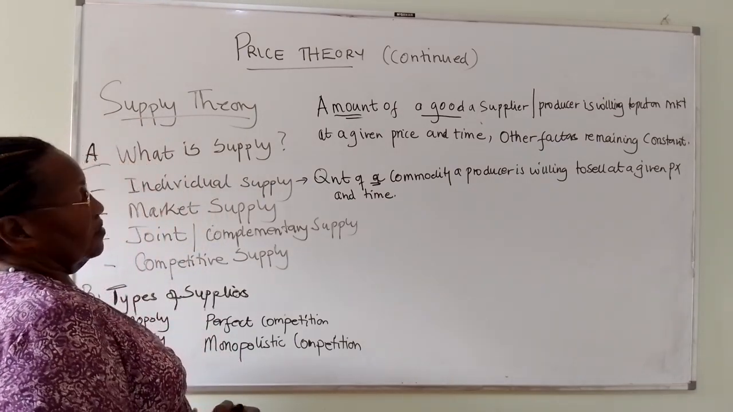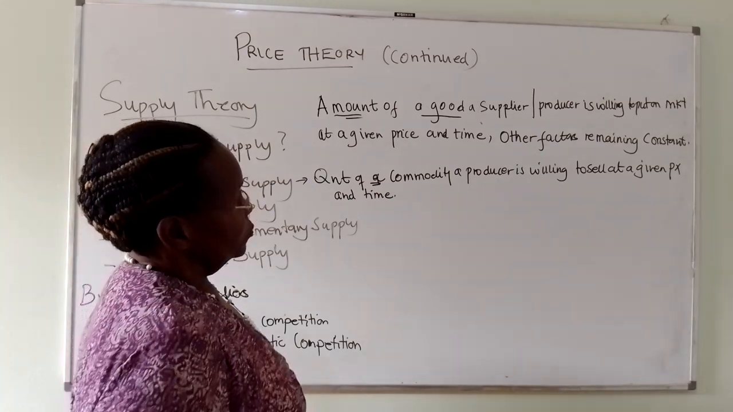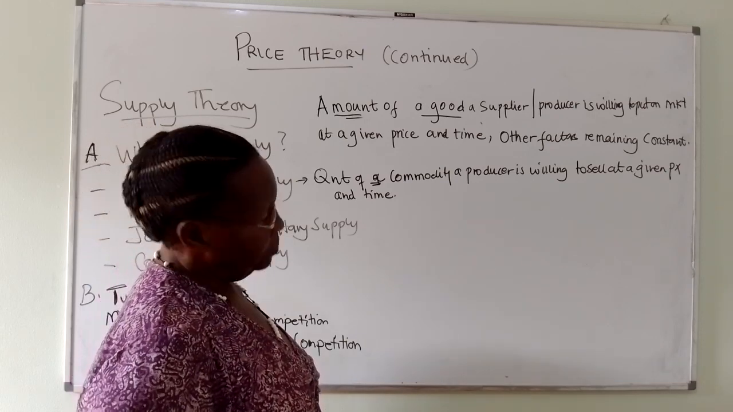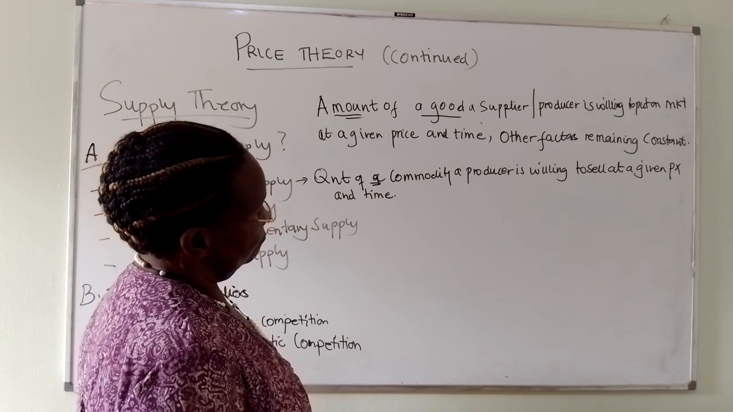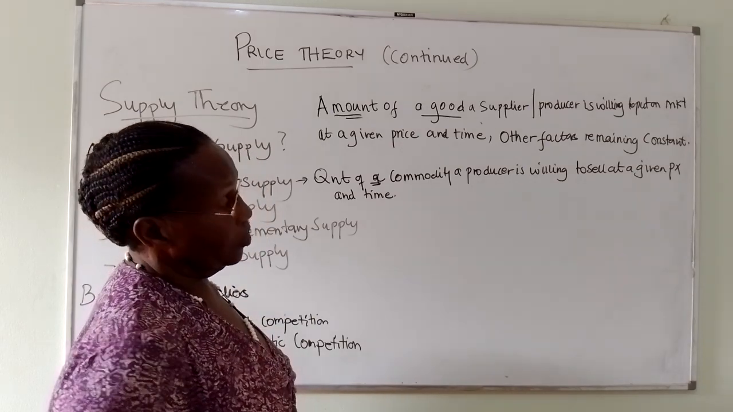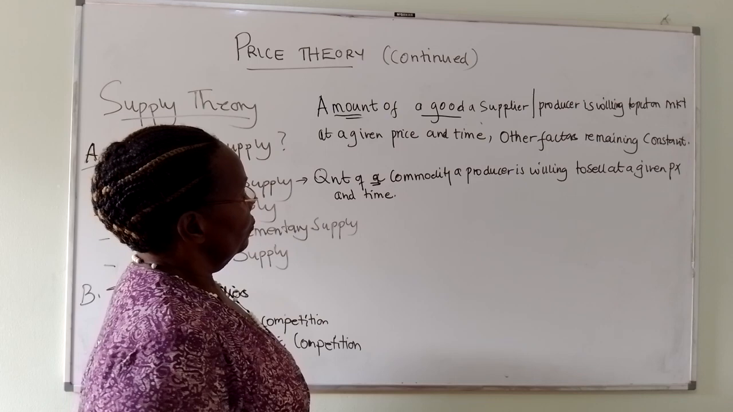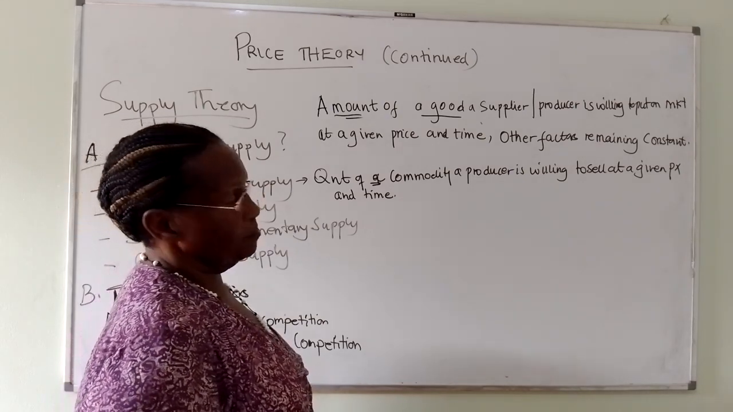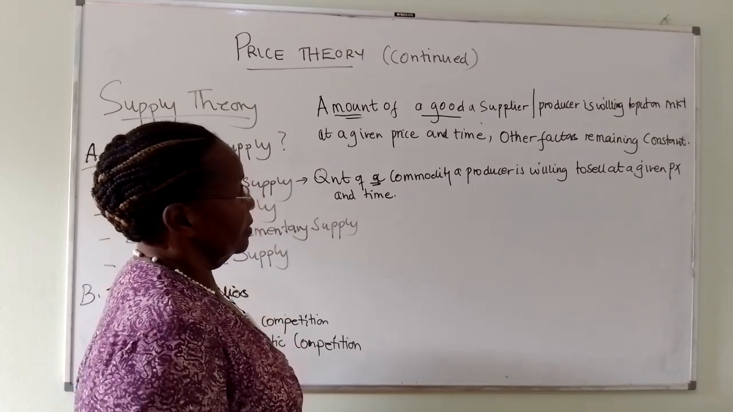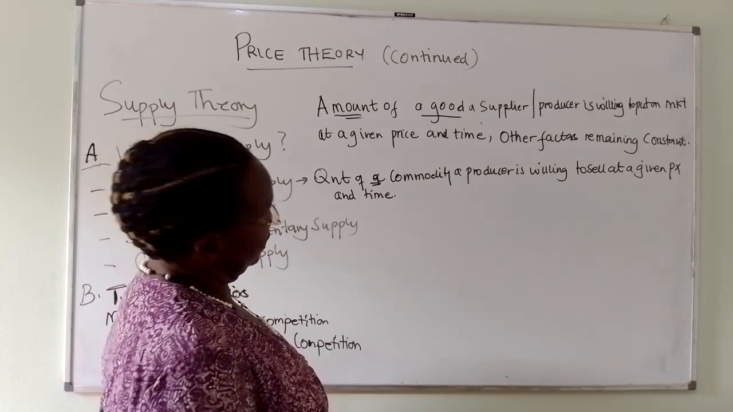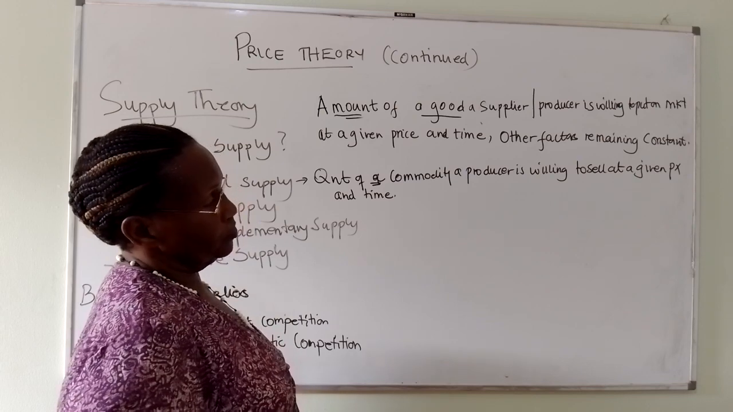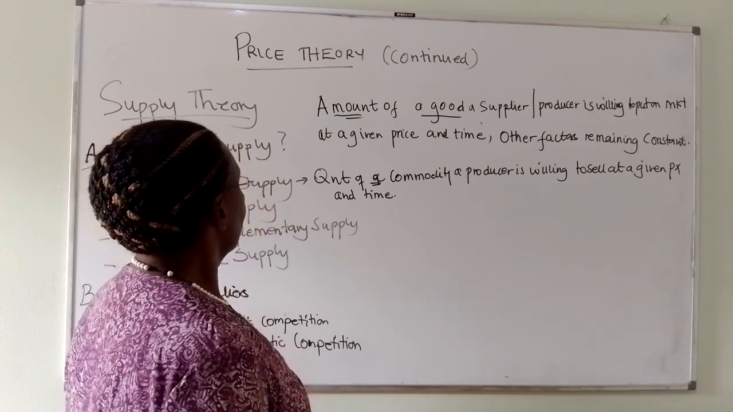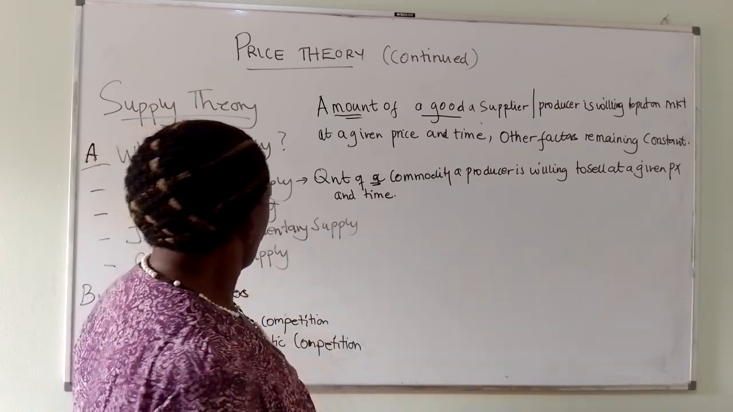You might find that an individual may be willing to sell a bigger quantity at a given price and time, or a smaller quantity at a given price and time, depending on the economic circumstances. When circumstances are permissive and positive, then he may be willing to supply or sell more. But when they are negative and not friendly, then he may be willing to sell a smaller quantity at that given price and time. So that is individual supply.